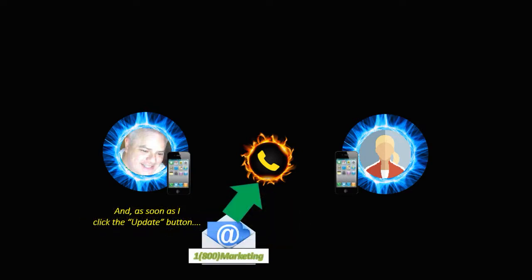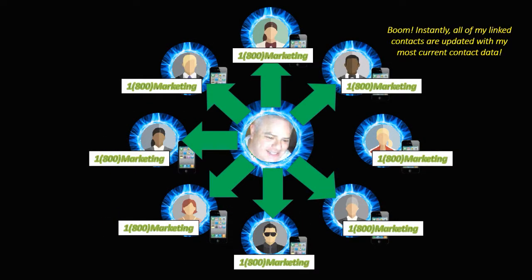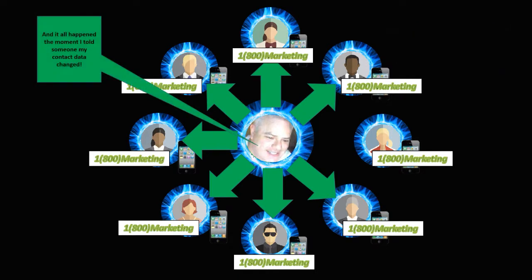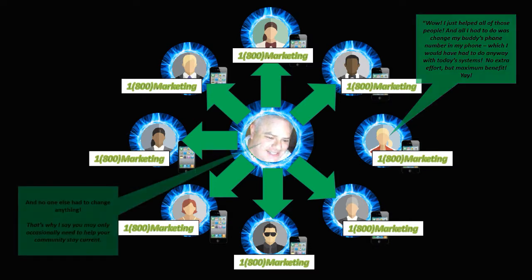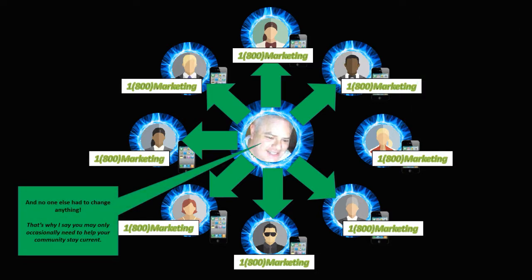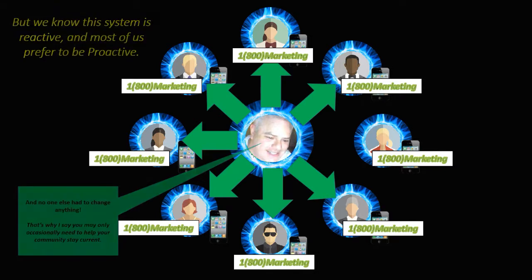And as soon as I click the update button, boom, instantly, all of my linked contacts are updated with my most current contact data, and it does it by contact type. Now, all of this happened the moment I told someone my contact data changed. Wow, I just helped all of those people, and all I had to do was change my buddy's phone number on my phone, which I would have had to do anyway with today's systems. No extra effort, but maximum benefit. Yay! And no one else had to change anything. That's why I say you may only occasionally need to help your community stay current.